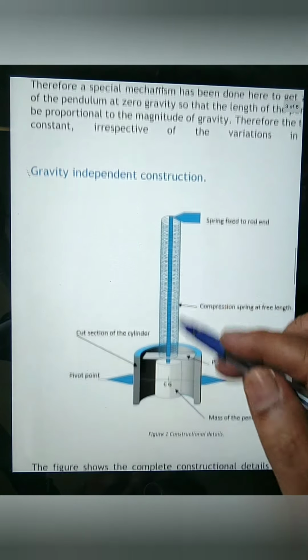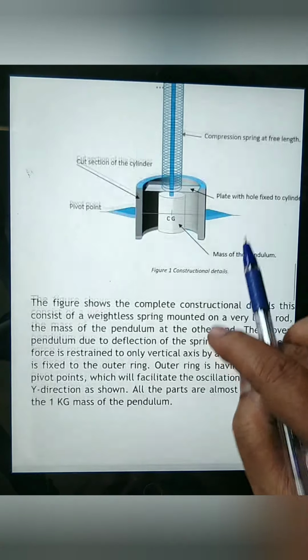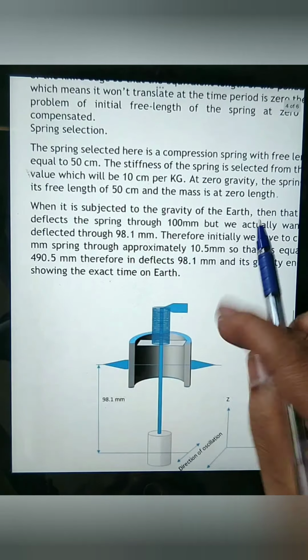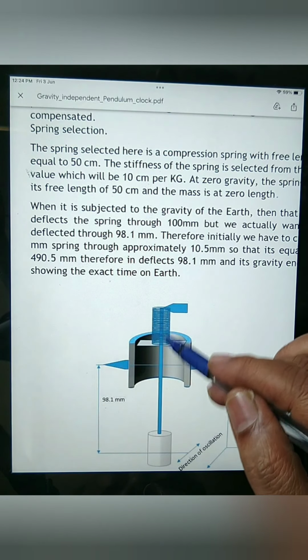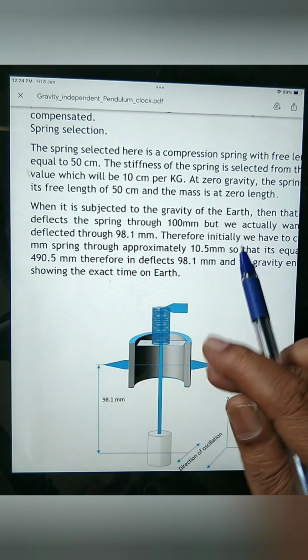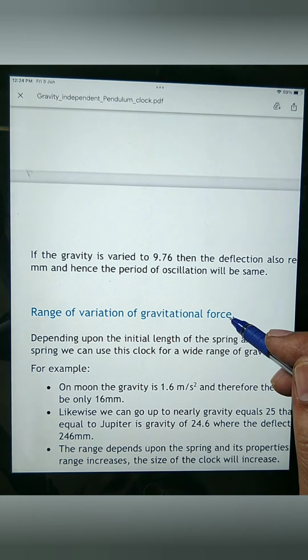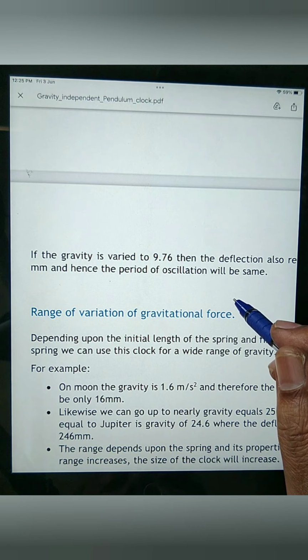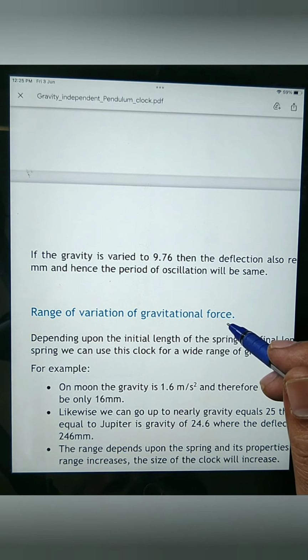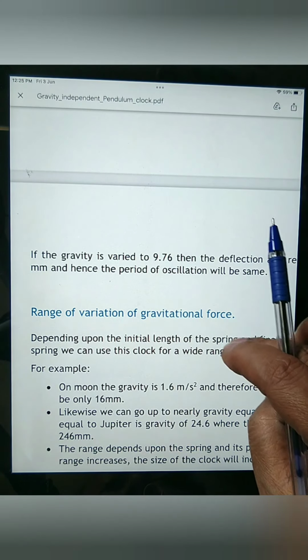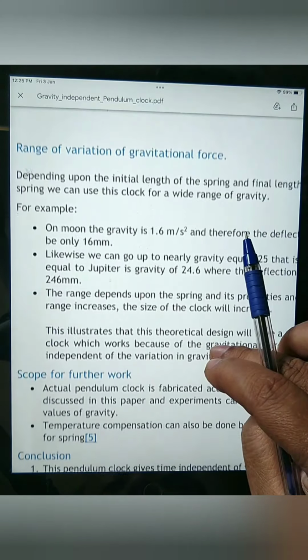Of course, there should be initial sufficient length of the spring, so that even on Jupiter, if you want to take it, it should not completely get compressed, otherwise it won't work. Anyway, the range of variation of gravity: if you design it only for the Earth's purpose, definitely you will need a very compact clock. If you use it for a long range from gravity 1 to gravity 25, then the clock length, that is spring length, will increase.